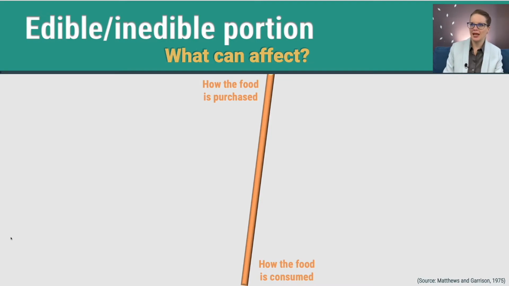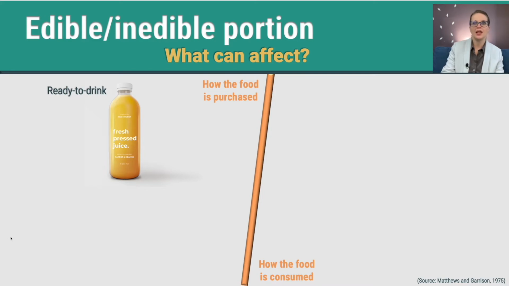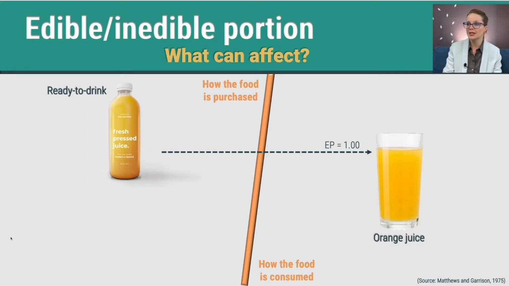But in some cases, the edible portion will depend on how we are considering that the person is buying the food, or how our data is recorded. So let's take an example of orange juice. We can buy the orange juice ready to drink in the supermarket, and in this case we will consume it as purchased, meaning that the edible portion will be 1 or 100%.